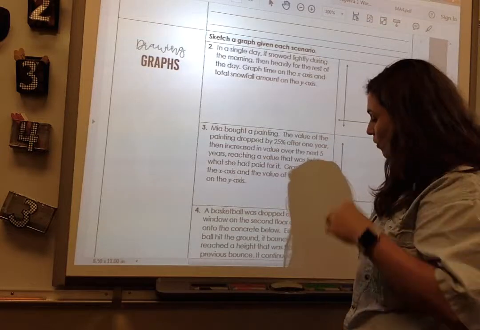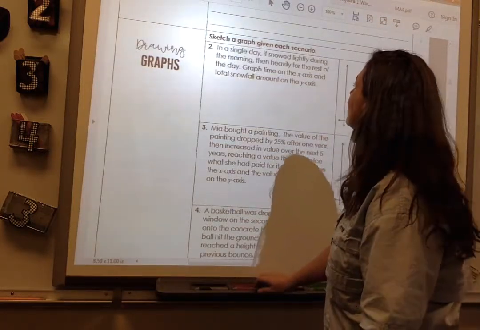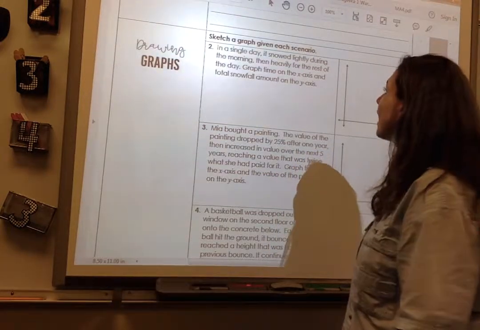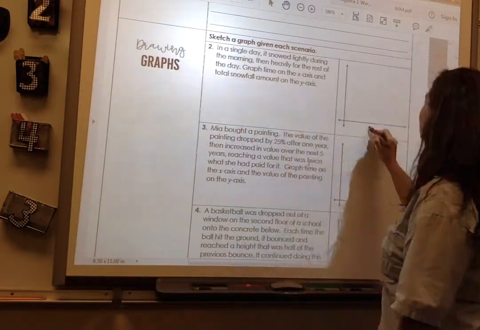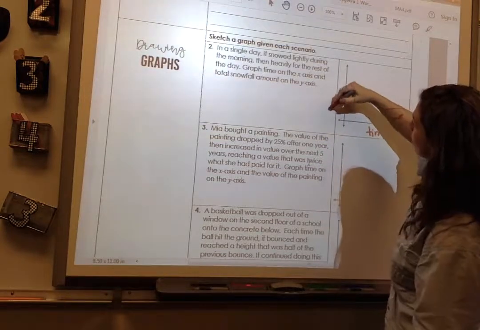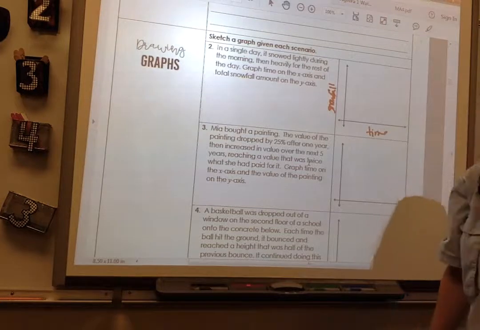So that's really big words that we need to know. So let's look at number 2. It says, in a single day, it snowed lightly during the morning, then heavily for the rest of the day. I'm telling you what to do. Graph time on the x-axis and graph total snowfall amount on the y-axis.